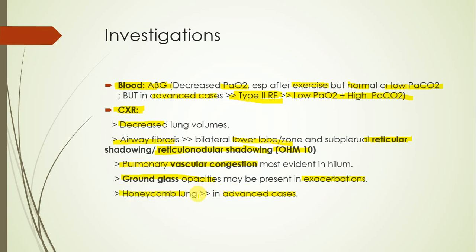This is an extra finding that's very uncommon nowadays, because most of the patients present very early to the doctor, and the chest X-ray is done, which might only show some reticular shadowing, and obviously this is followed by further investigations, including CT scan and pulmonary function test, which lead to a very early diagnosis. So honeycomb lung is present in advanced cases, but we don't see it because we test the patient at a very early time.